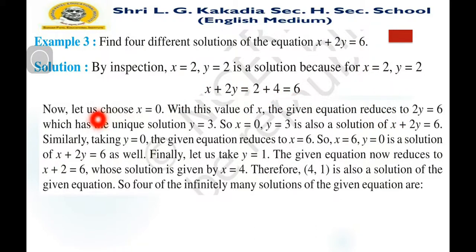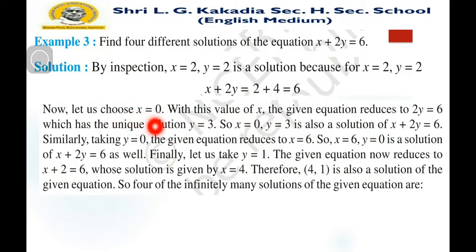Now this has a unique solution. Then y is equal to 3. As we know that 2y is equal to 6, then y is equal to 3. So x is equal to 0 and y is equal to 3 is also a solution of x plus 2y is equal to 6. It is a unique solution. (0, 3) is also a solution of the given linear equation.